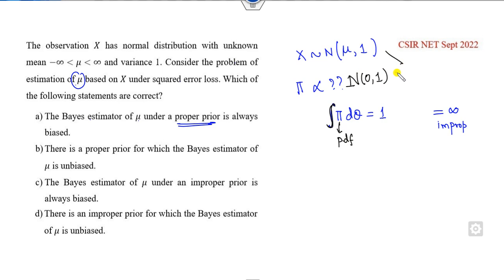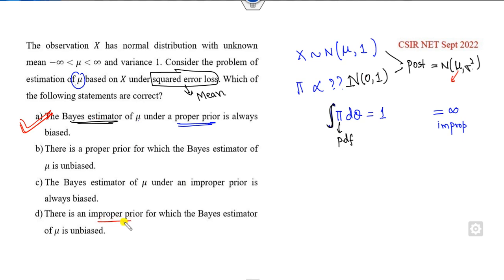Once both are normal, you all know the posterior is also normal. You can find the mean of the posterior and the variance of the posterior. So it means the Bayes estimator under the squared loss. What is the meaning of squared loss? You are talking about the mean. So can you find the mean when both are normal? Yes, this is the right answer.